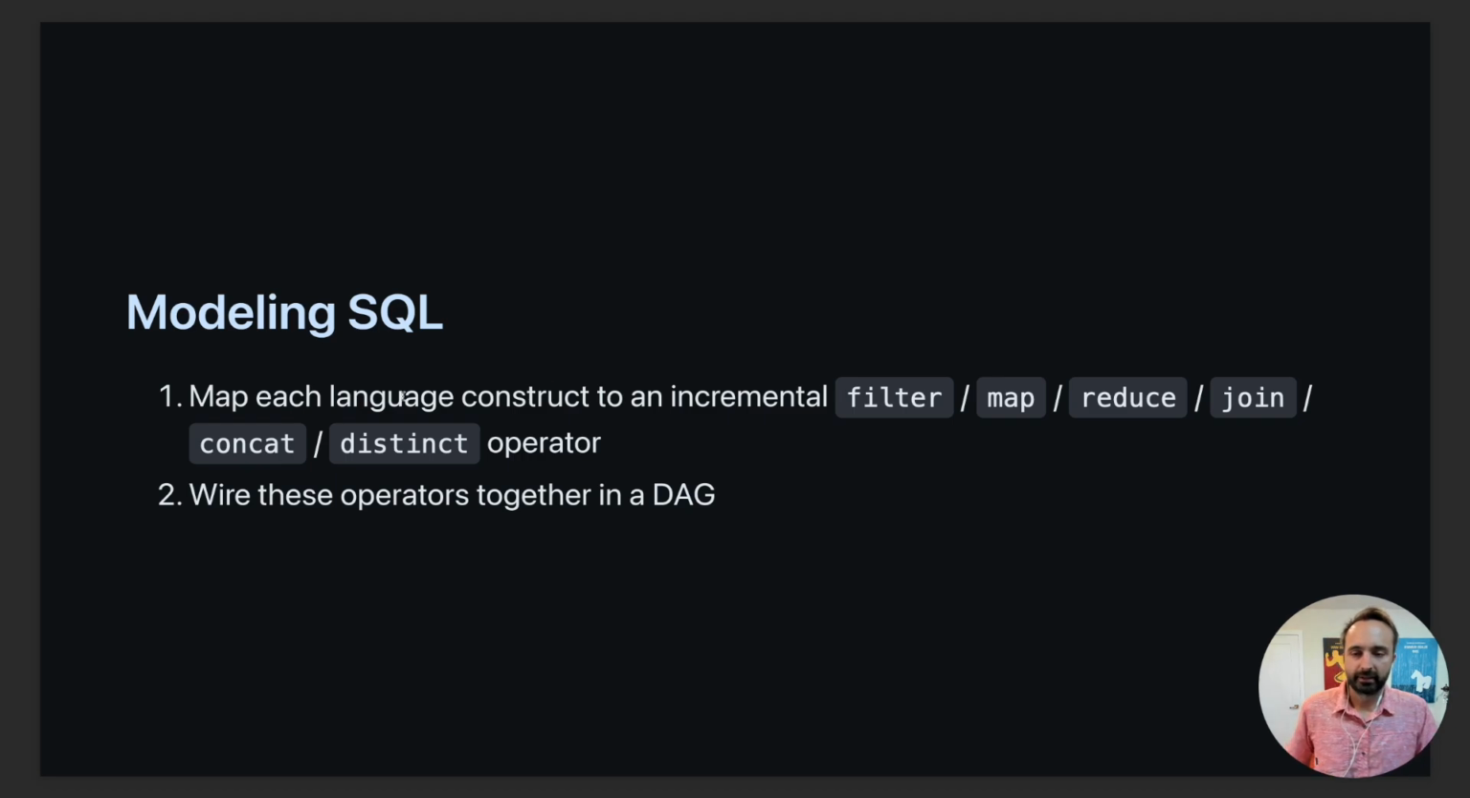Yeah, so I guess the basic idea for modeling SQL is to map each language construct, incremental filter, map, reduce, join, and then wire these things into a DAG, so you can then pass difference events between them.